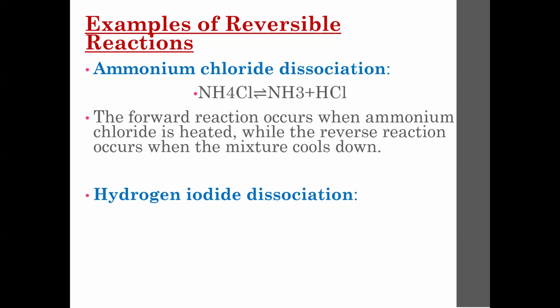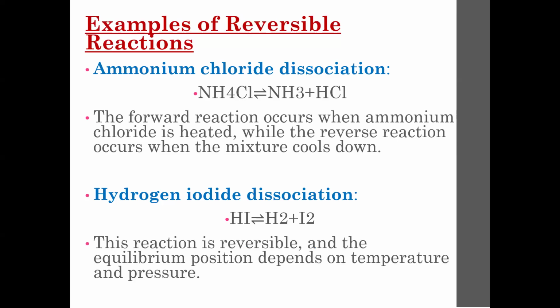Hydrogen iodide dissociation. HI, hydrogen iodide, will dissociate into hydrogen and iodine. This reaction is reversible. And the equilibrium depends on both the temperature and the pressure. Of course, because they are gases. And as temperature increases, the pressure of the gas increases.